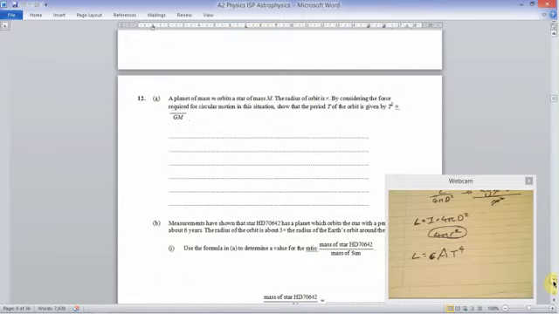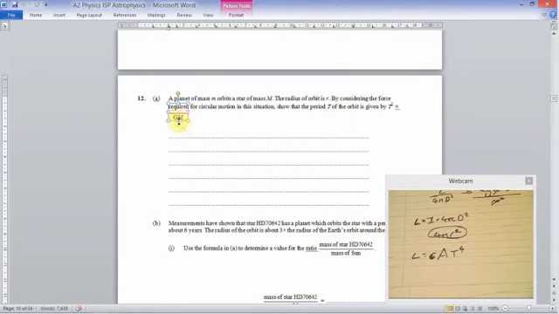Right, a planet of mass m orbits a star of mass M, so little m, big M. The radius of the orbit is r. By considering the force required for circular motion in this situation, show that the time period of the orbit can be given by, right, so we've got part that's missing here, but you should know this.